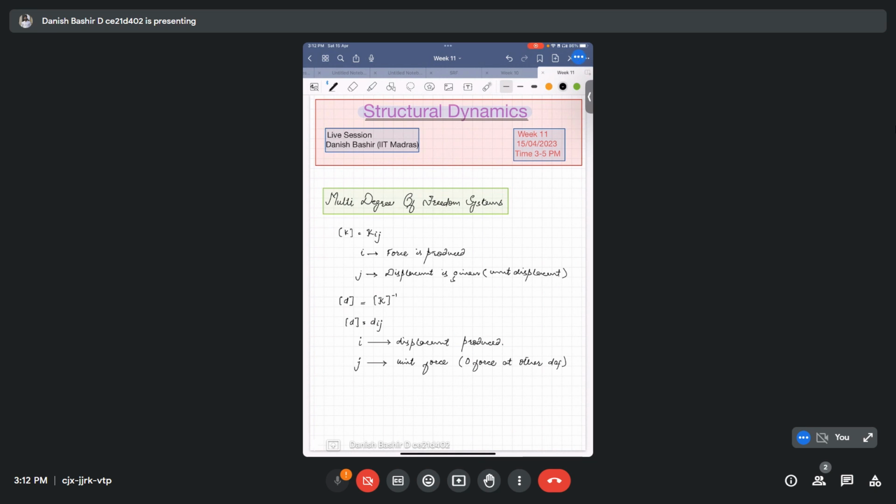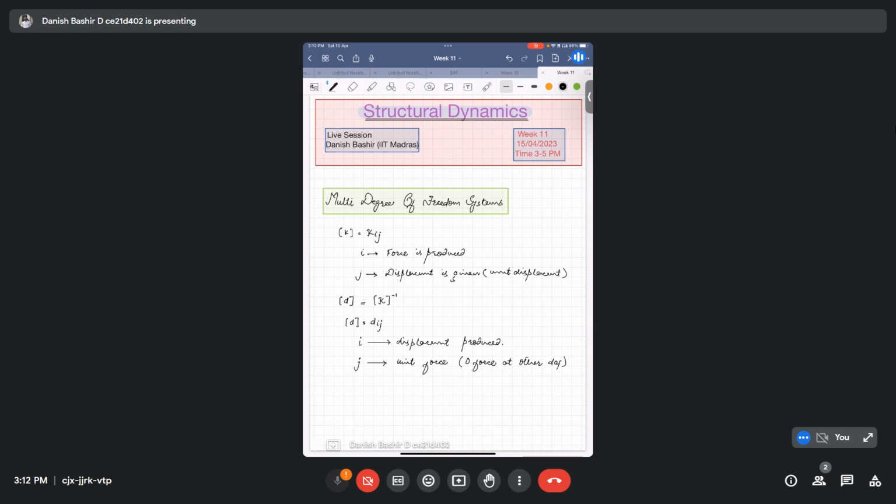I also told you one more important property about the stiffness matrix: its transpose is equal to the matrix itself. That is, K is symmetric, and the same is true of the flexibility matrix, because the inverse of a symmetric matrix is also a symmetric matrix. So both K matrix and D matrix are symmetric in nature. If you are asked to prove that the stiffness matrix is symmetric, how can you prove it? Let's discuss that first.